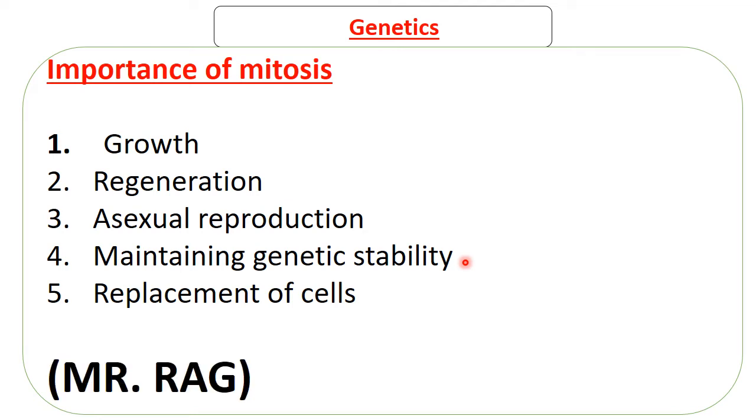So the best way to remember this is by this memory aid, Mr. Rag, where M is for maintaining genetic stability, R is for replacement of cells, the other R is for regeneration, A is for asexual reproduction, and G is for growth.